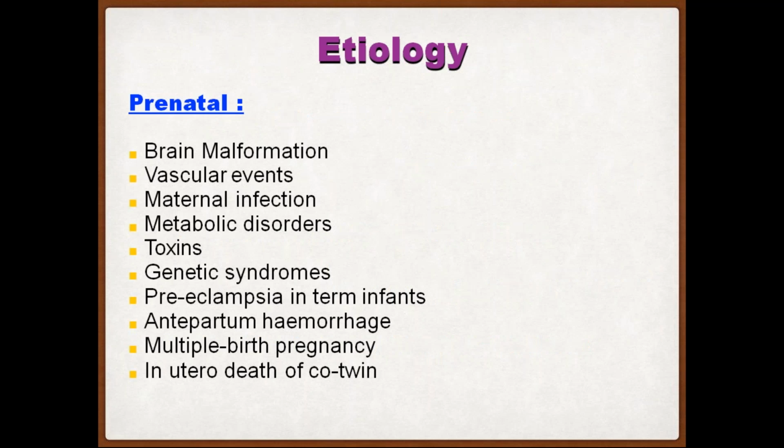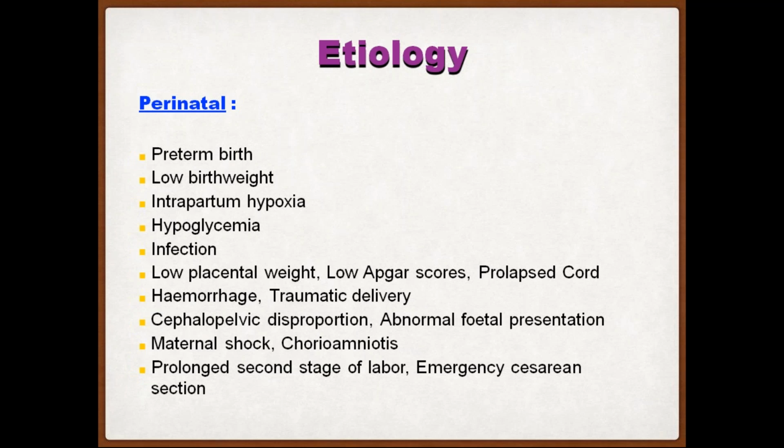So what are the factors? What is the etiology of this? Prenatal brain malformation or vascular events, infection, metabolic disorders, toxins, genetic syndrome, preeclampsia, antepartum hemorrhage, multiple birth pregnancy, in utero death of co-twin, then perinatal or preterm birth, low birth weight, intrapartum. So all these lead to insult to the brain. Also hypoglycemia, infection, low placental weight, low Apgar score. So there are multiple causes.